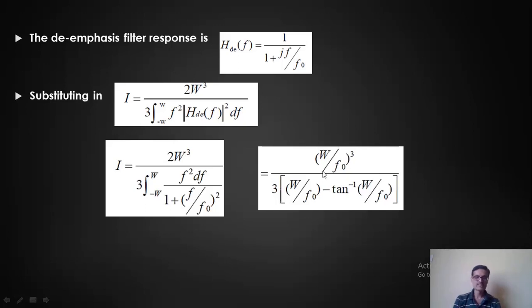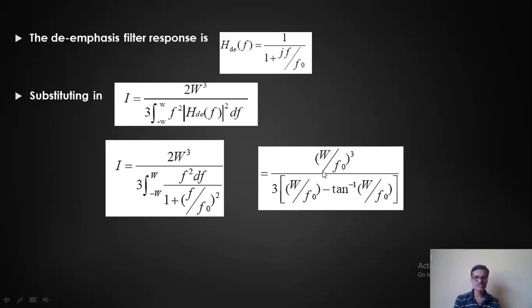Here f naught is the cutoff frequency of the de-emphasis circuit, which is equal to 2122 hertz in America, and in FM broadcasting it is around 3100 to 3200 hertz. You just calculate for 50 microseconds; that will be the cutoff frequency.